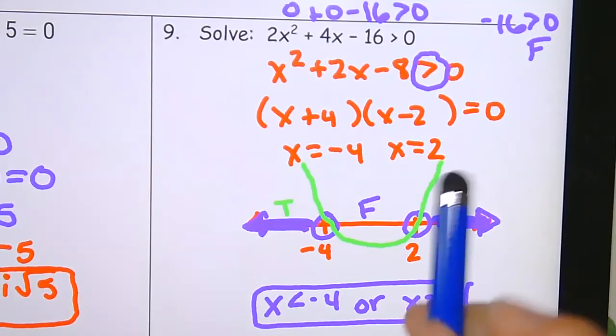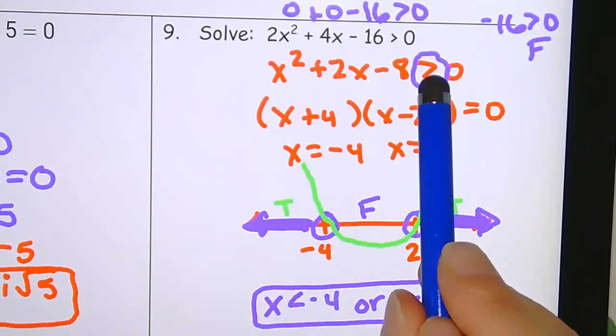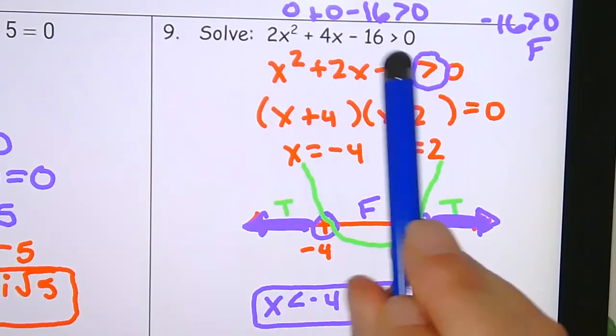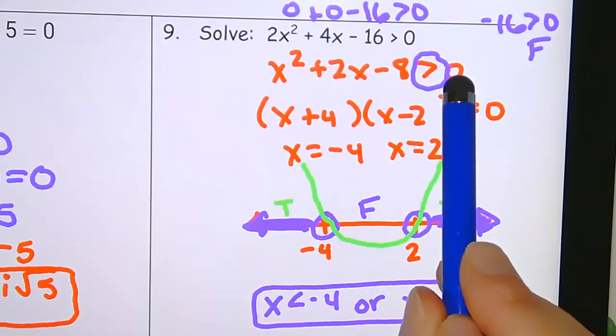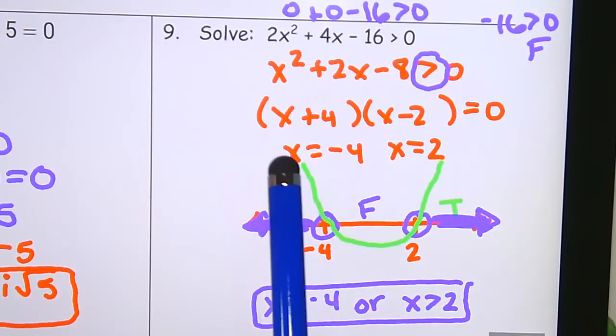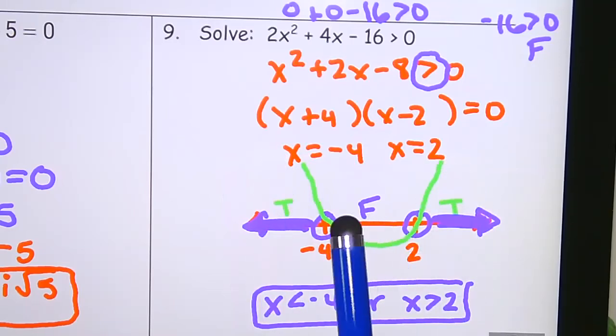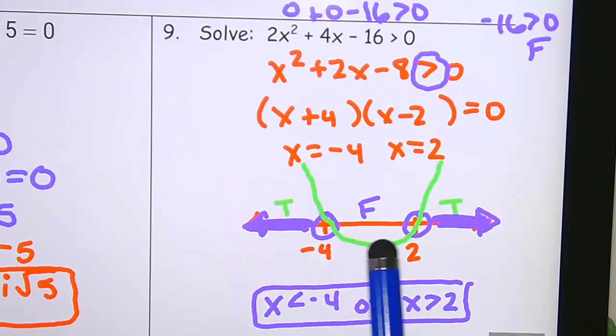And what you'll notice is I want to know, where is the parabola greater than 0? Where is the parabola above the x-axis? So you see here where I shaded, my parabola is above. Over here where I shaded, my parabola is above. Here where I didn't shade, my parabola is below. So that's another way of figuring out where to shade. Okay.